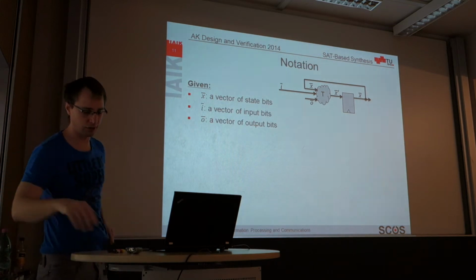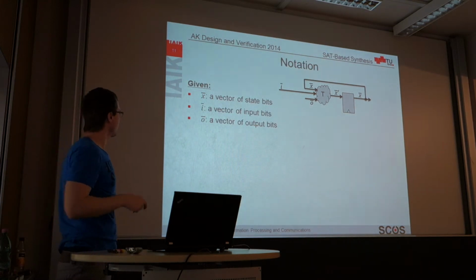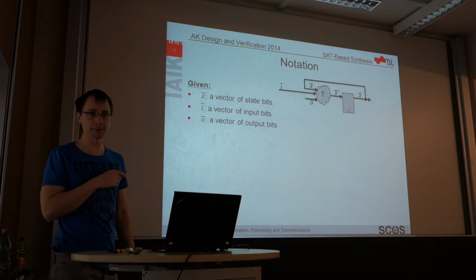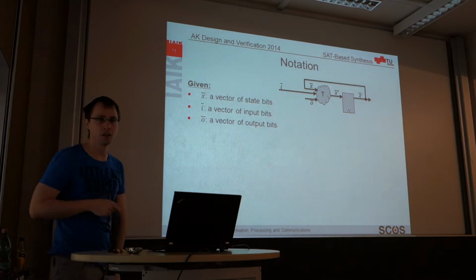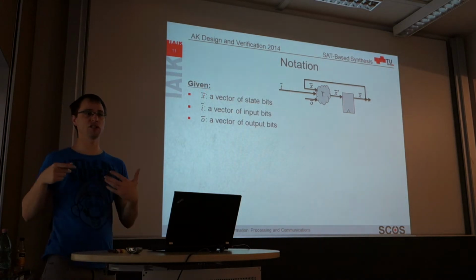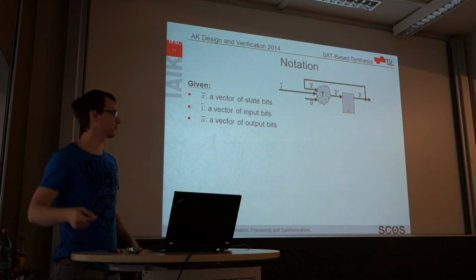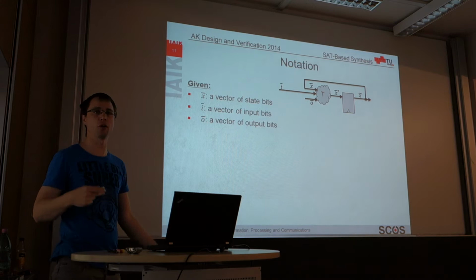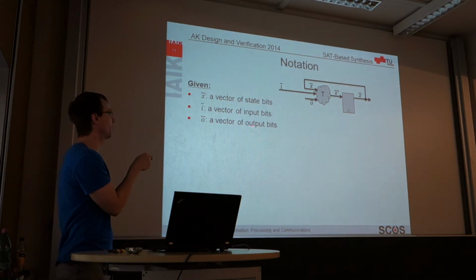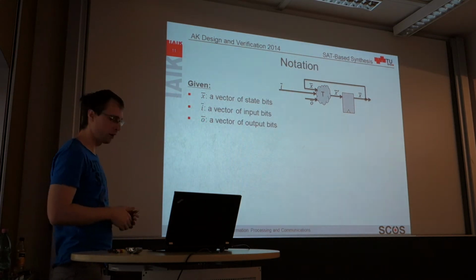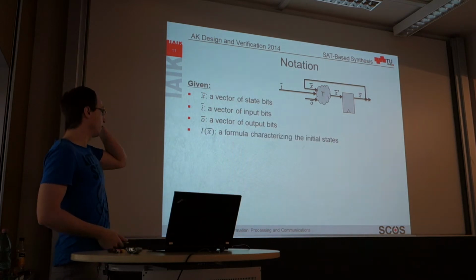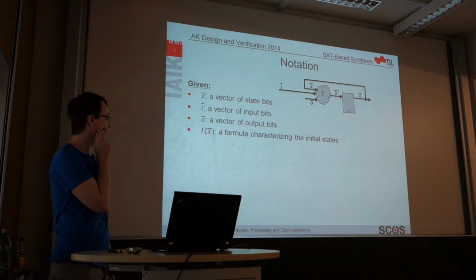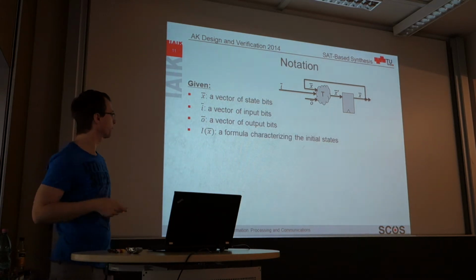introduces some notation. So in this lecture we will always name the set of state bits x, and we will write an overline over x to indicate that this is not just one bit, but a set of bits. Similarly, we will write I for the vector of input bits we have and O for the vector of output bits of our system. What we are also given is a characterization of the initial states of this system, and this is given as a formula I.